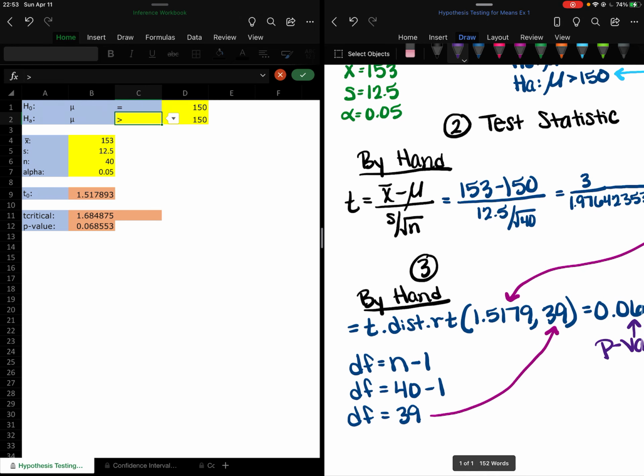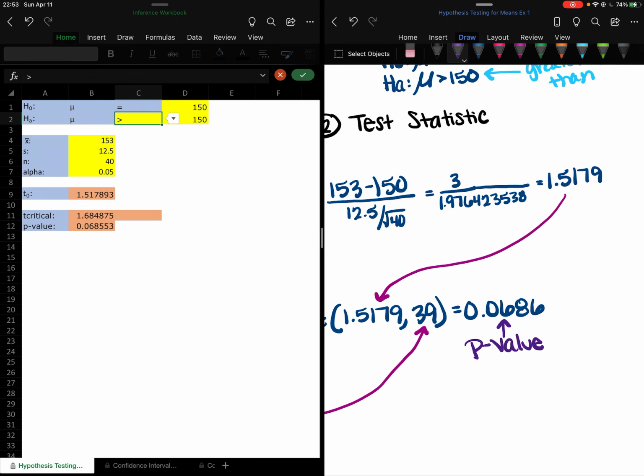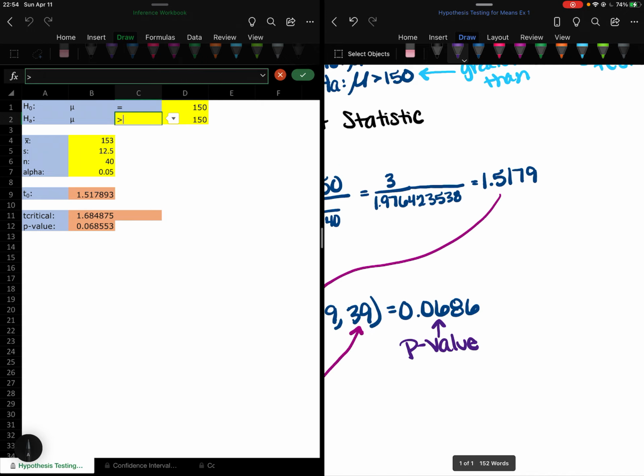So we can just check and make sure. Our T0, that's our test statistic, 1.5179, and the p-value 0.0686. Those match. They do indeed match. It's not letting me draw, otherwise I would draw and circle on it. But it's down here. I can see it. They match with what I found over here.